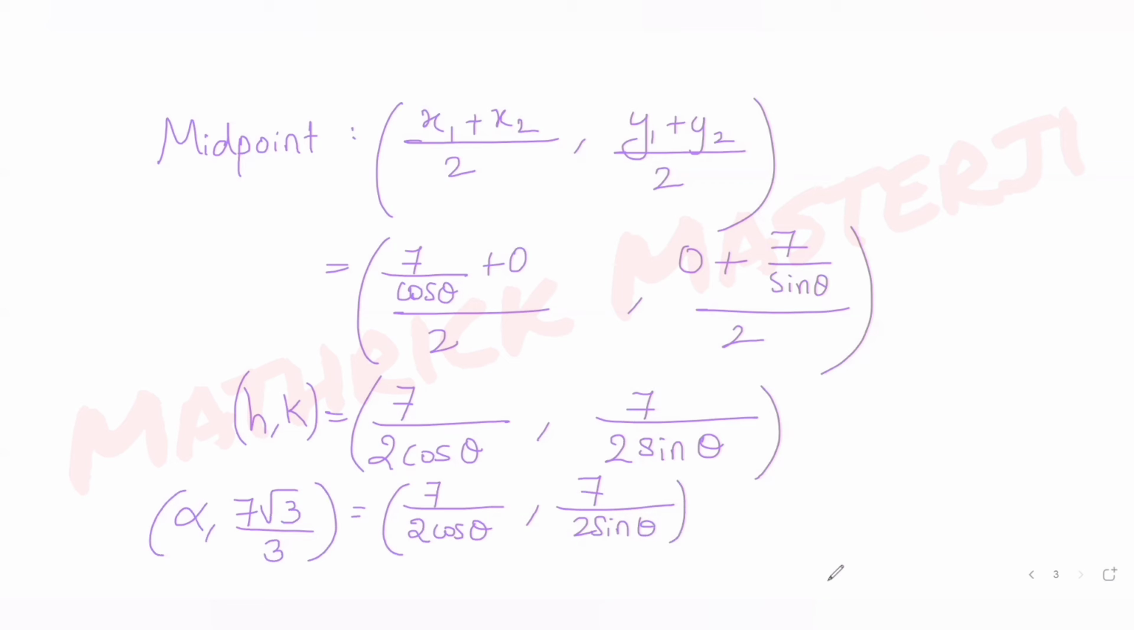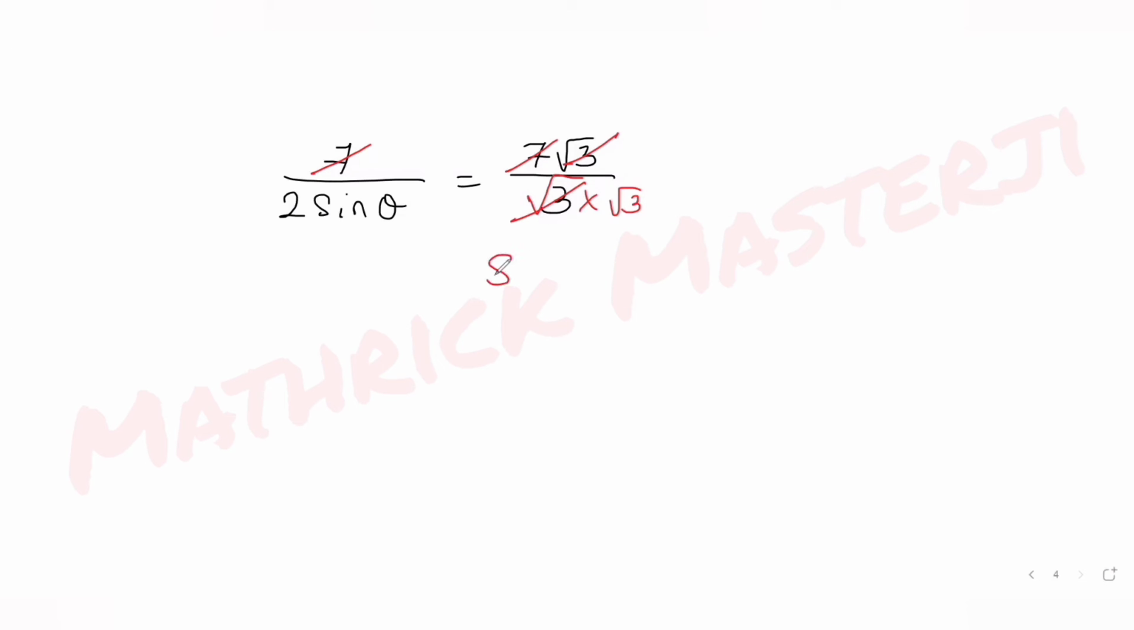Now if I just equate both of these coordinates, equating the y coordinates first, I can write that as 7 over 2 sin theta is equal to 7 root 3 over 3. So from here you cancel 7 and 7, and then further if you try to solve it, you can write 3 as root 3 into root 3. So one root 3 also gets cancelled. You take sin theta on the other side, you take root 3 here, and you get 2.